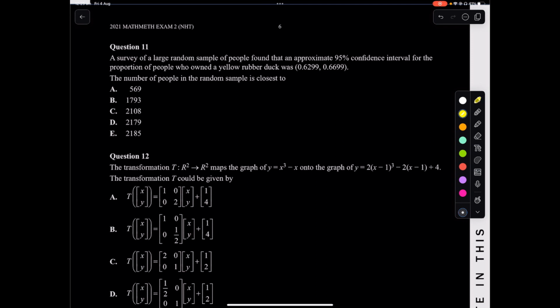A survey of a large random sample of people found that the approximate 95% confidence interval for the proportion of people who owned a yellow rubber duck was this. The number of people in the sample is your n value. What is our n value? They don't give us our p value either.